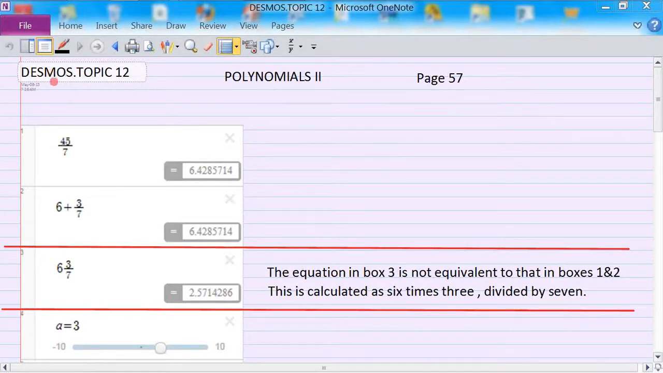We're on Desmos topic 12. Going to apply Desmos to topical polynomials. Just take these on menu. We're going to review some division here.